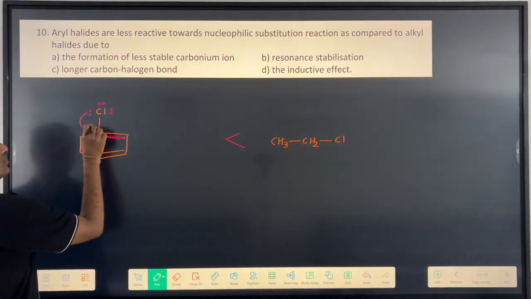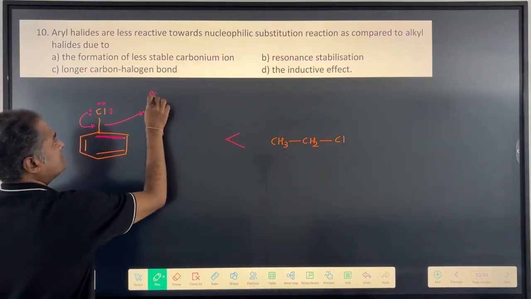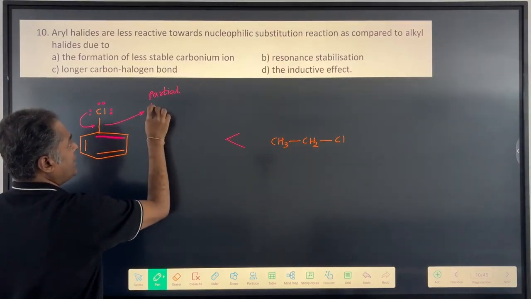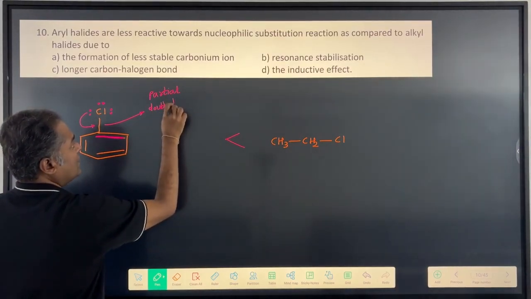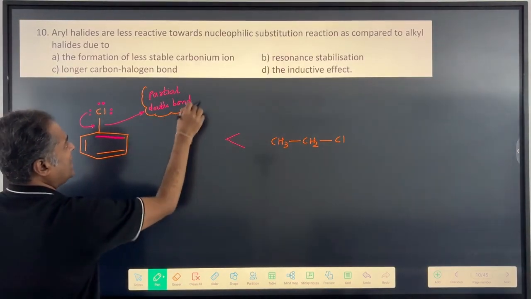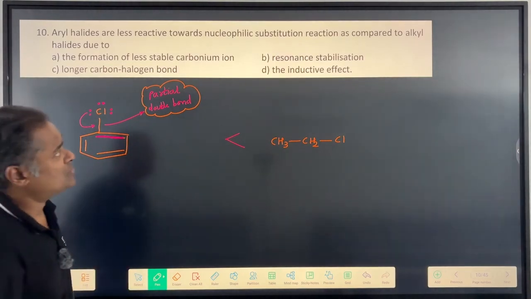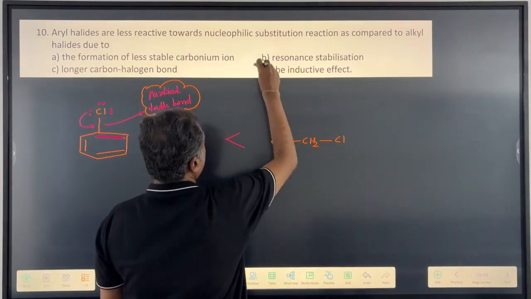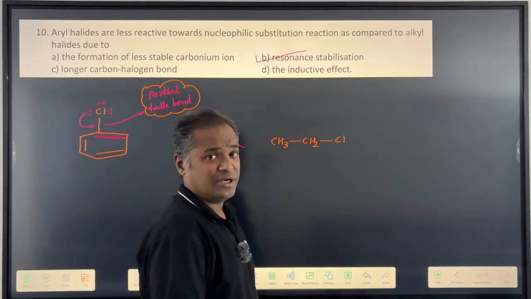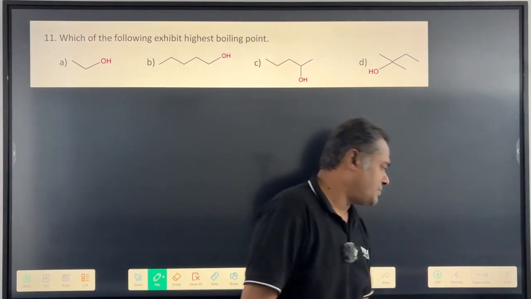Hence, because of resonance, child, will it get a partial double bond character, and because of that your bond strength will increase and hence bond breaking will be difficult, and the answer is due to resonance. So, here the correct answer is due to resonance stabilization. Is the term clear? I hope this is clear, child. Let's take the next question.